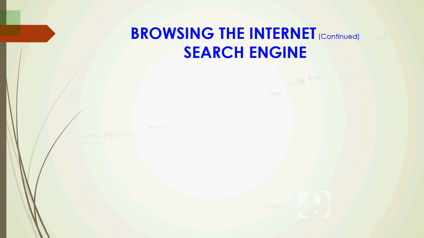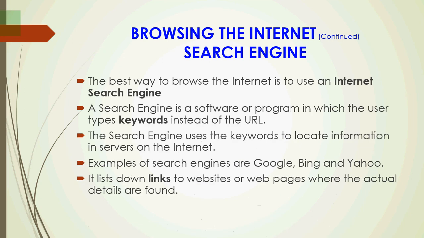Now, we've looked at browsing the internet in two ways, either using the URL or the search engine. So let's focus our attention on the search engine. What's a search engine? The best way to browse the internet is to use an internet search engine. A search engine is a software or program in which the user types keywords instead of the URL. The search engine uses the keywords to locate information in servers on the internet.